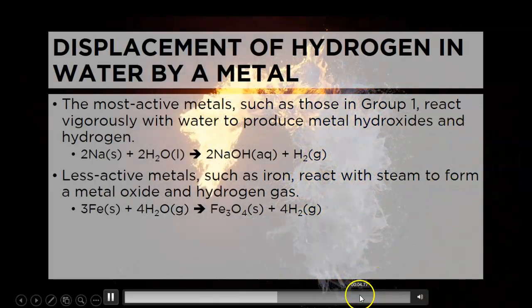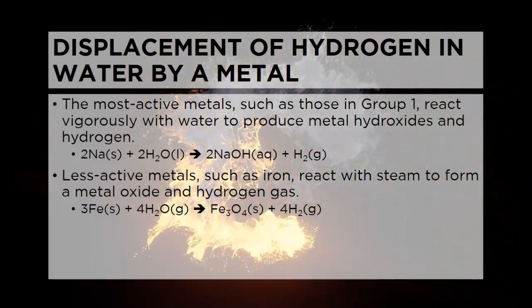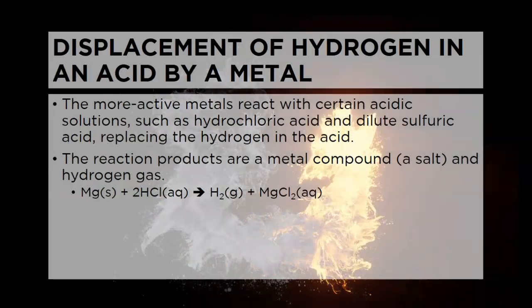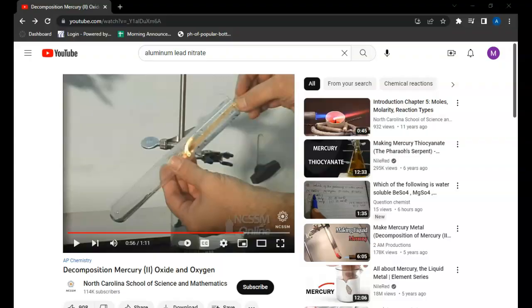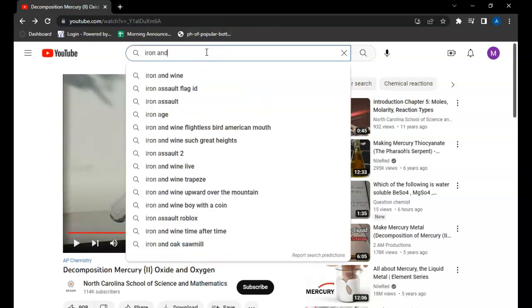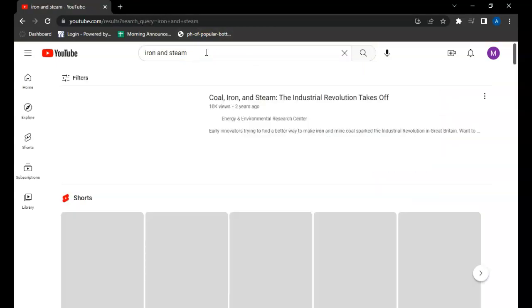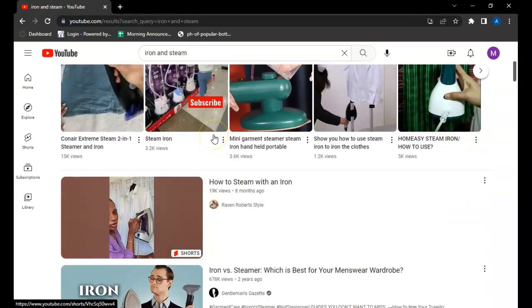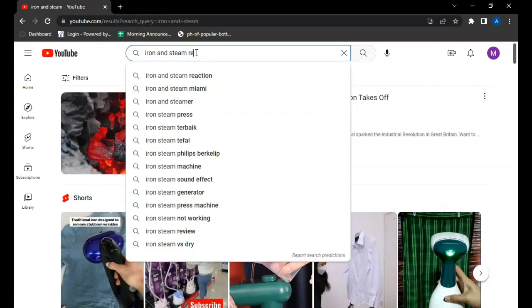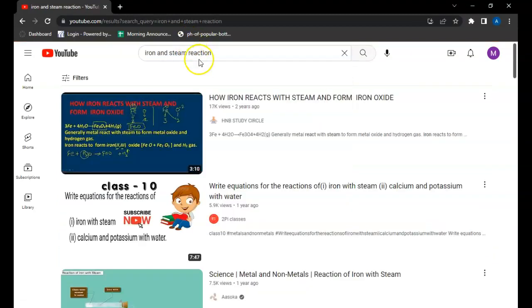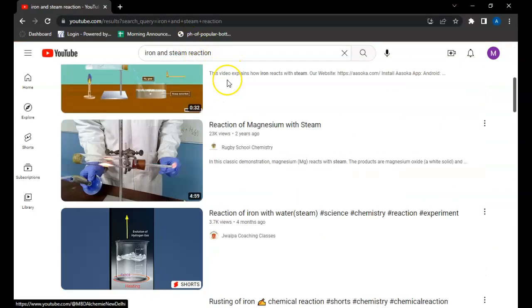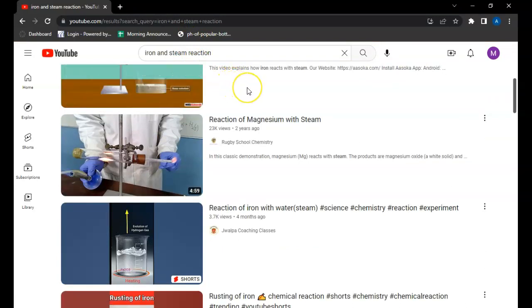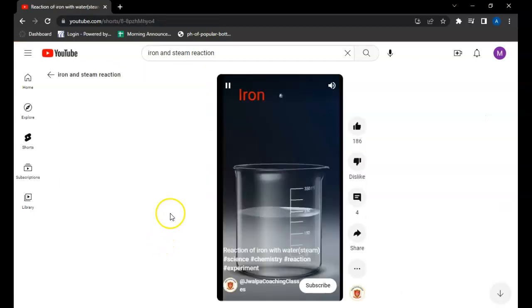In fact, I'm going to look that up. Iron and steam. I don't want steam with an iron, I want the chemical reaction. See, magnesium with steam. Here we go, try this.